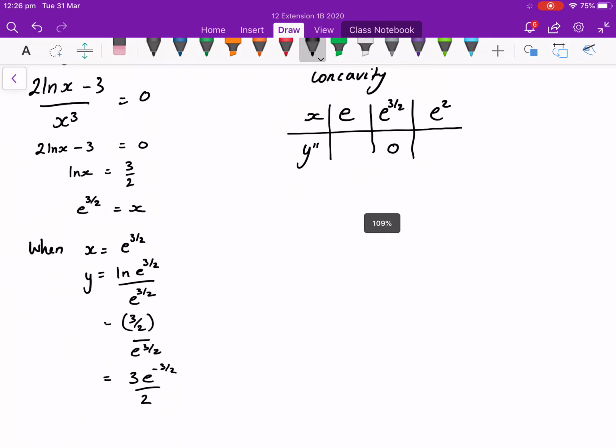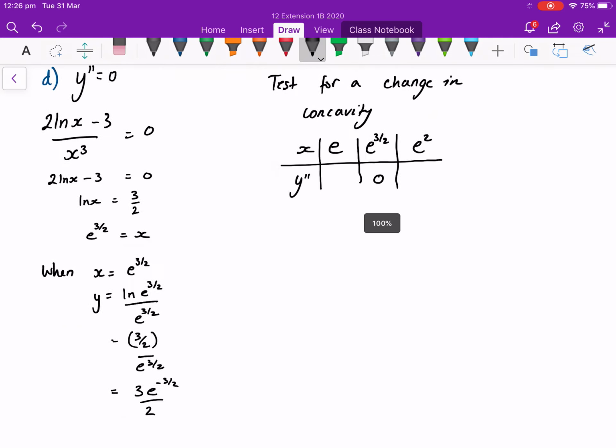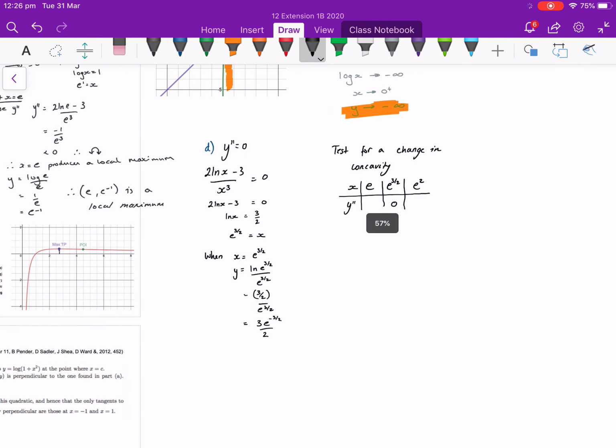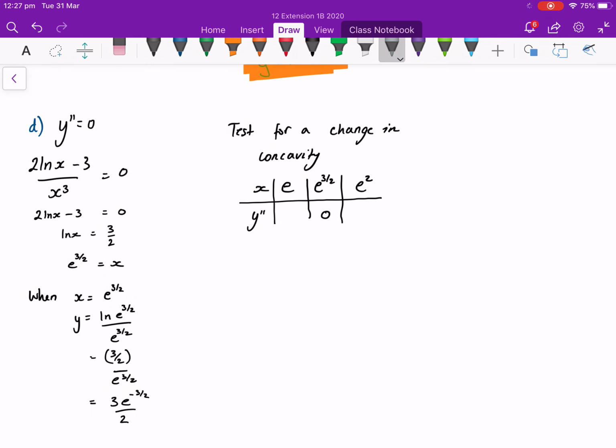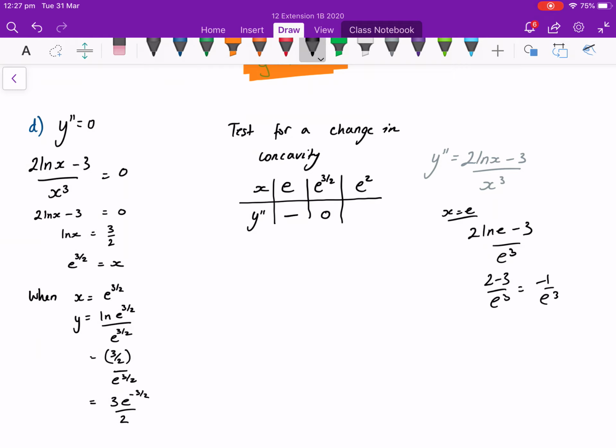Now when x is equal to e, using our second derivative, which I'll just make a note of at the side, our second derivative is equal to 2 ln x minus 3 on x cubed. So if we substitute our value of x equals e into this, we end up with 2 ln e minus 3 on e cubed. Well, ln e is just 1, so it's 2 minus 3 on e cubed, which is minus 1 on e cubed. So we know that that's a negative value, and therefore that's concave down.